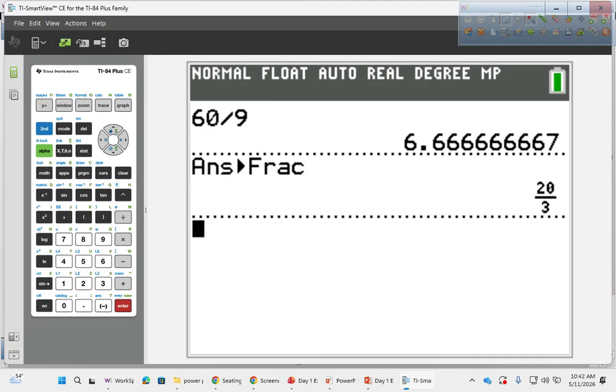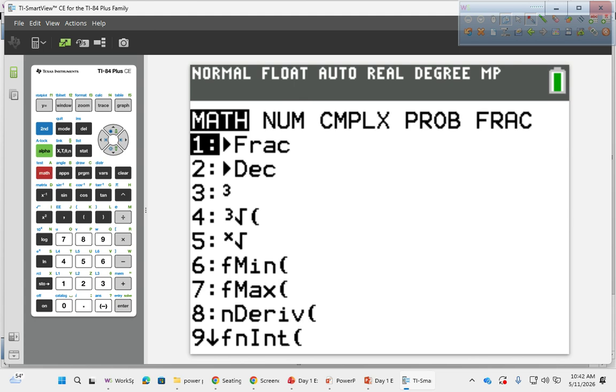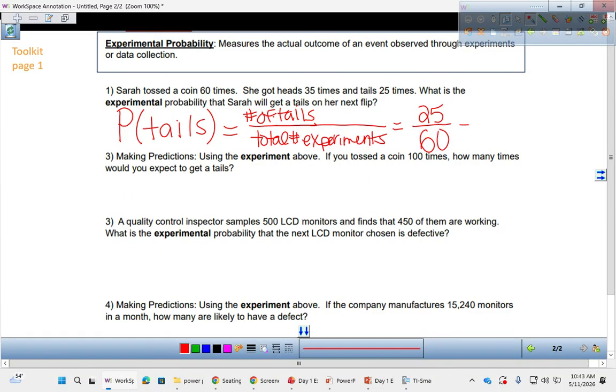Now I always want to check to see if that can simplify. So 25 divided by 60, math, enter, enter. I want to use 5/12 rather than 25 over 60. So the probability of getting tails from her experiment is 5/12.